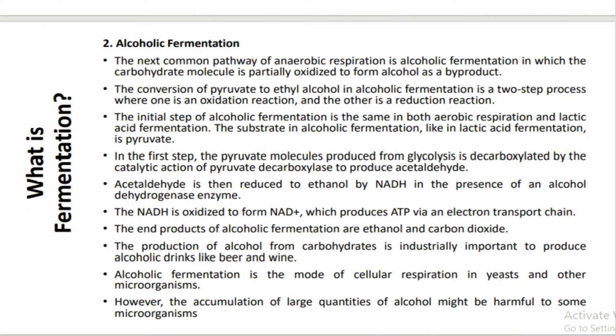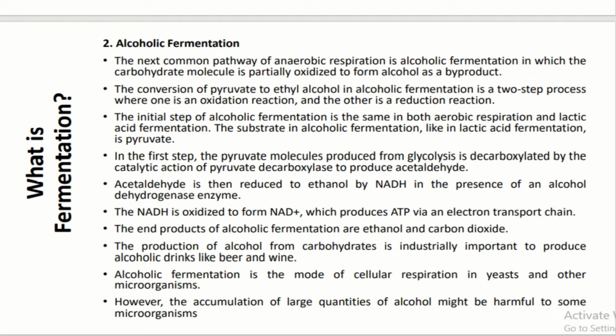The next is alcoholic fermentation, also anaerobic respiration. The most common pathway of anaerobic respiration is alcoholic fermentation, in which the carbohydrate molecule is partially oxidized to form alcohol as a byproduct.